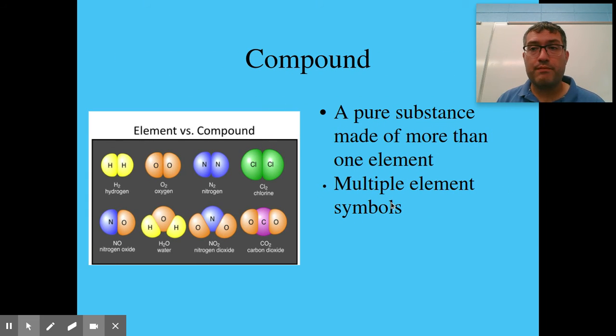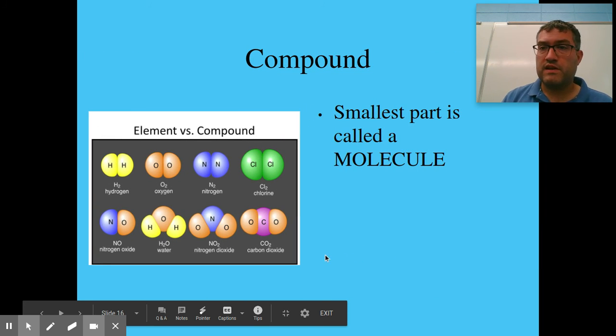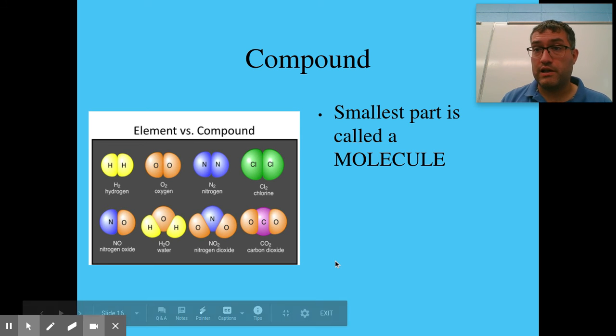Compounds are different. They're combinations of two or more different elements. So you're going to have more than one symbol in there, multiple different elements. You'll have two capital letters, three capital letters, however many you need. But it's two or more capital letters to make it a compound. So O2 is not a compound. There's only one symbol, only one capital letter. That's an element. Water, H2O, two elemental symbols, two capital letters. That's going to make it a compound. The smallest part of a compound is called a molecule.